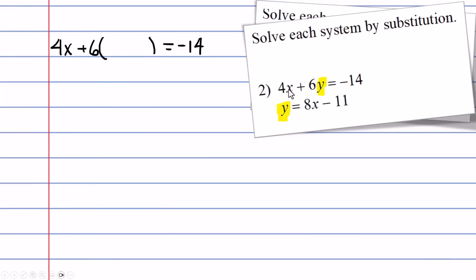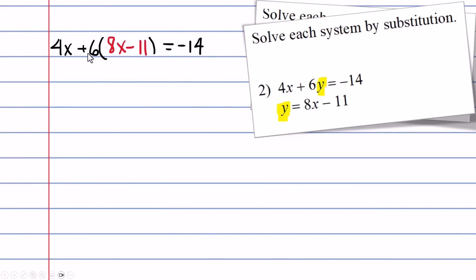So I copy this first equation, 4x plus 6 times y equals -14, but instead of writing a y, I just left a big blank here because I'm going to pop that 8x minus 11 right in here. You're making an equation sandwich. The y goes in the middle.